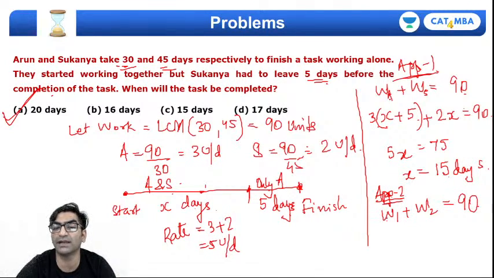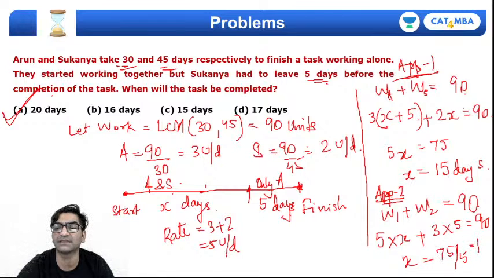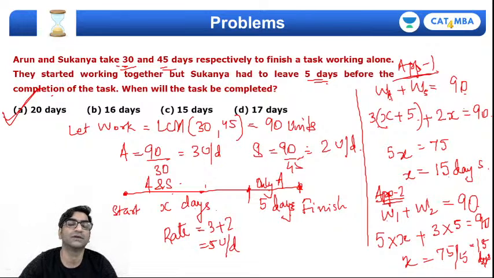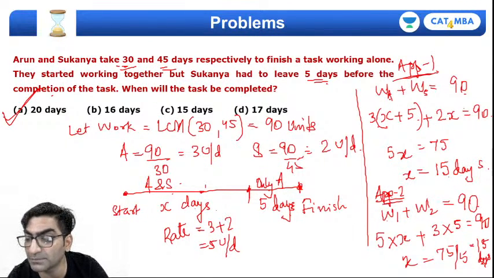Work in segment 1 is rate of 5 into time of X days. Work in segment 2 is only Arun, means work rate of 3 and time was only 5. Right? So 3 into 5, 15, means X will be 90 minus 15, 75, divided by 5. That's equal to the 15 days that you got. I hope that gives you a nice flavor of how you can approach such a question, people joining in at various points in time.